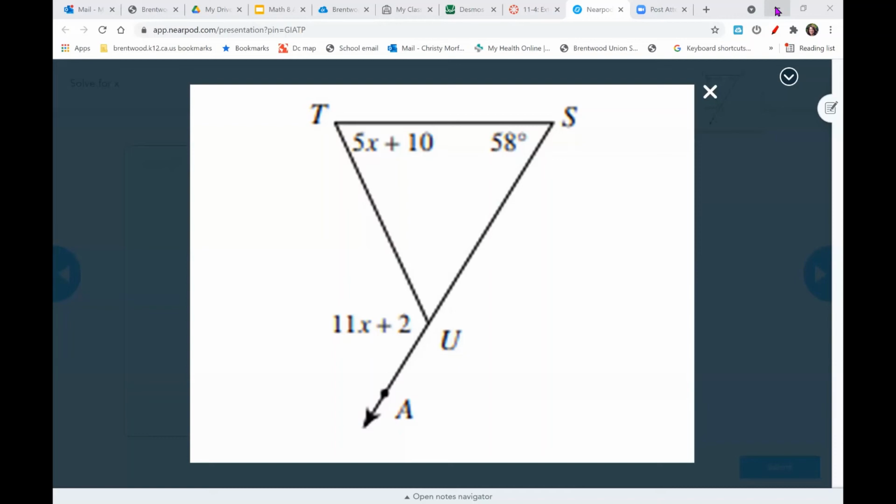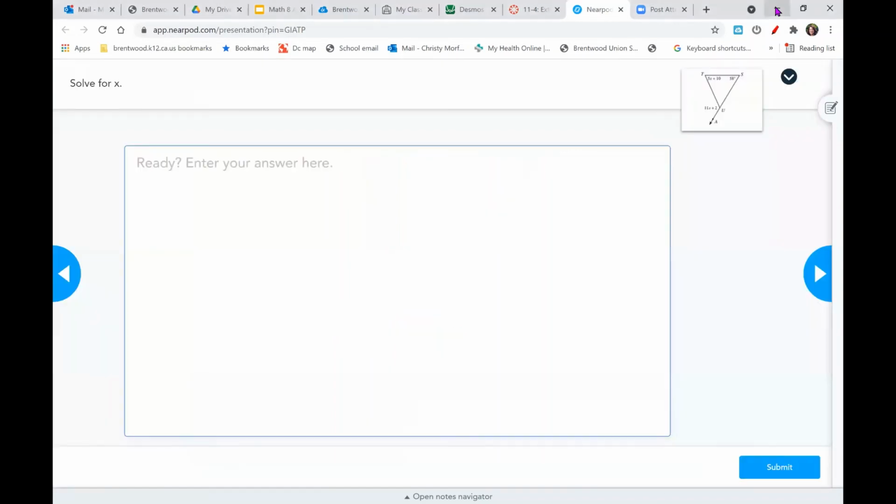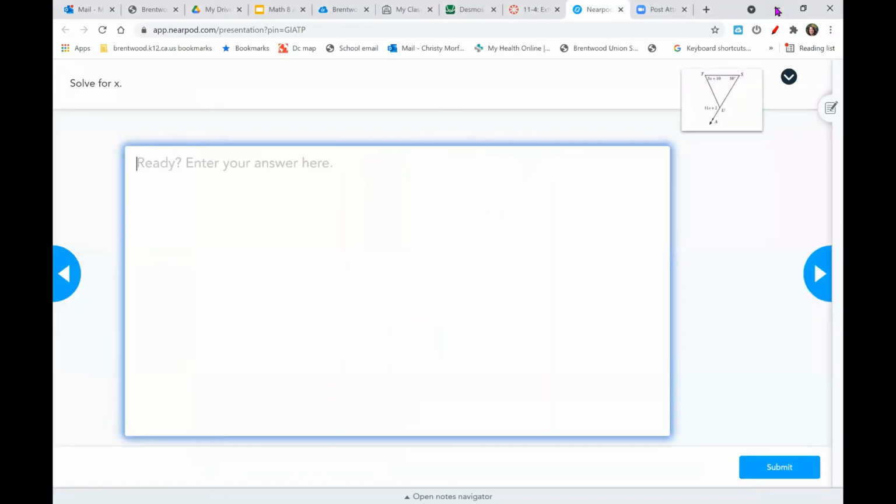So we have T and S as remote interior angles. They're far, far away from U, which is the exterior angle. So we need to add T and S, and they need to equal U. I'm going to get out of here and show you what I wrote down because that's really hard to remember. One of the interior angles was 5x plus 10. So please type that in, 5x plus 10. It is really small there, but you guys could see it.